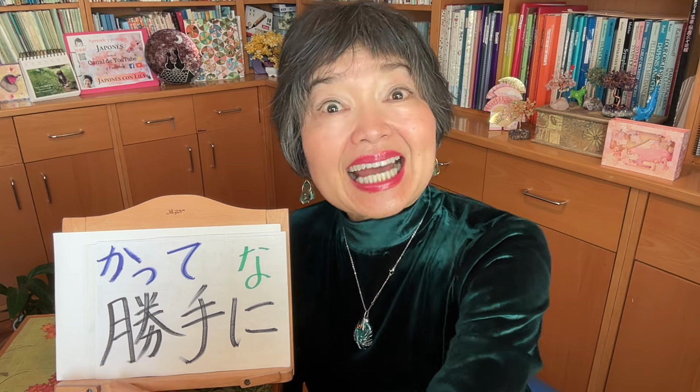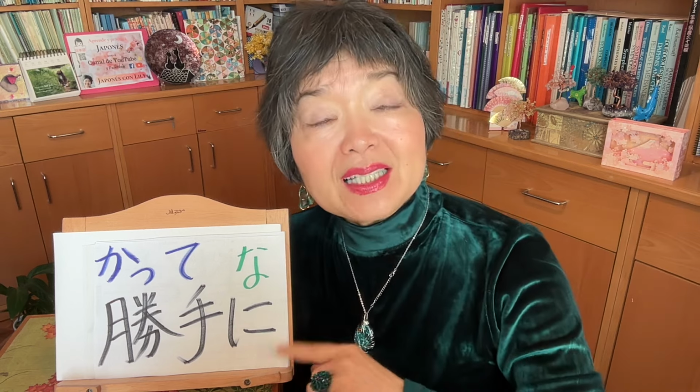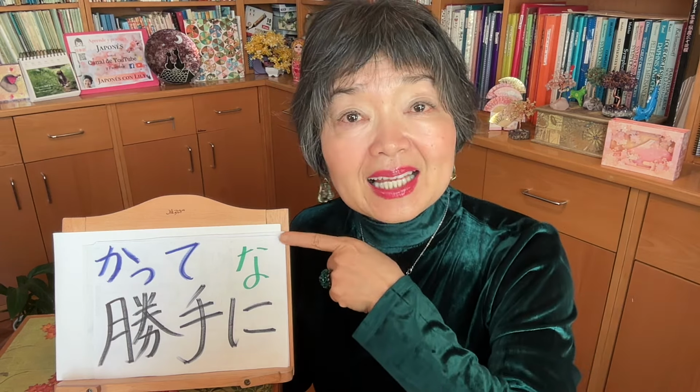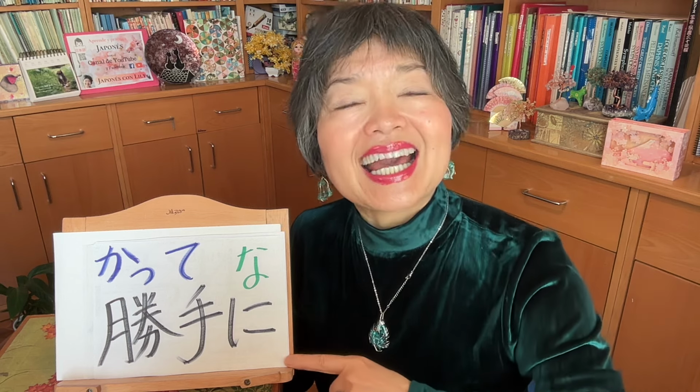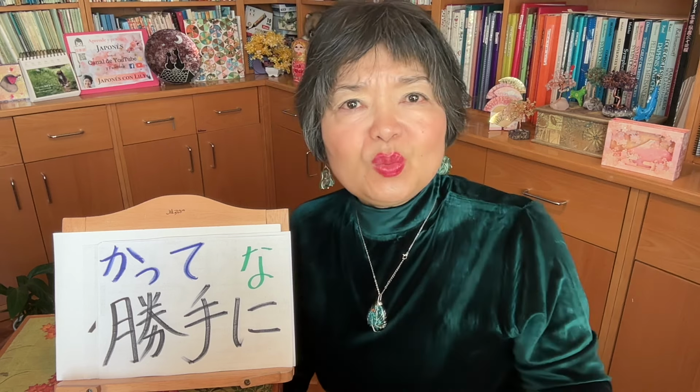This word, 勝手, is not an adjective and it means selfish. And we use this word in many occasions as an adverb. This na-adjective, we must change na to ni, 勝手に. And then this is an adverb. 勝手に means on your own, without permission, as you like.